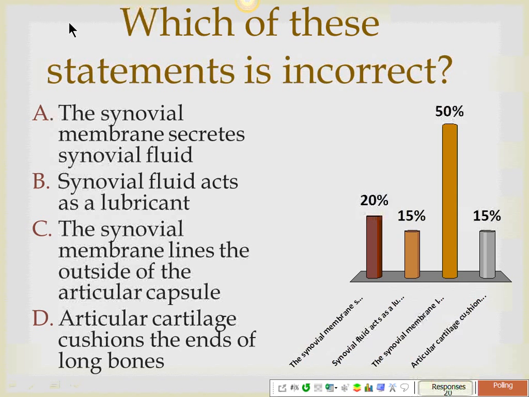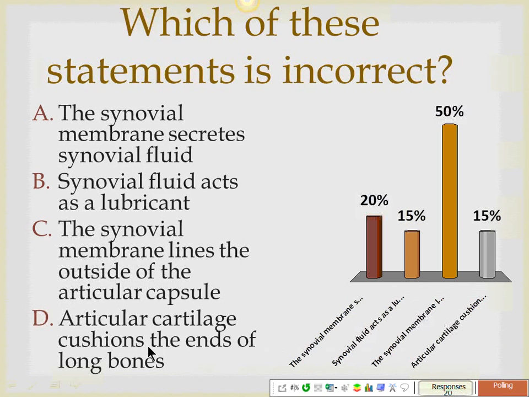Okay, half the class got it right. Now look at it. The synovial membrane does secrete synovial fluid. Remember I said it was a serous membrane. It's the one which secretes the fluid. The fluid does act as a lubricant. That's why it's there. It lubricates the joint, prevents friction.